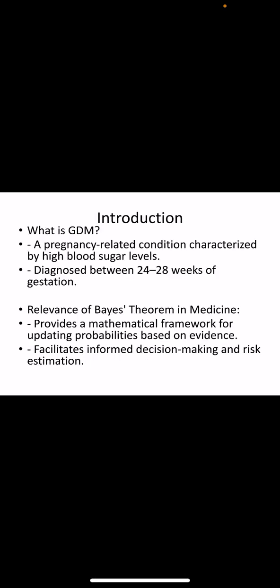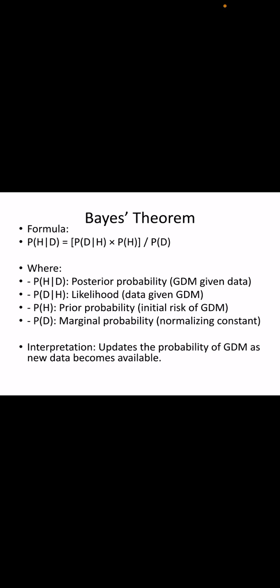What is GDM? GDM is gestational diabetes mellitus, a pregnancy-related condition with high blood sugar level. It can be diagnosed between 24 to 28 weeks of pregnancy. Why is Bayes theorem used in medicine? It provides a mathematical framework for updating probabilities based on evidence, and facilitates informed decision making and risk estimation.